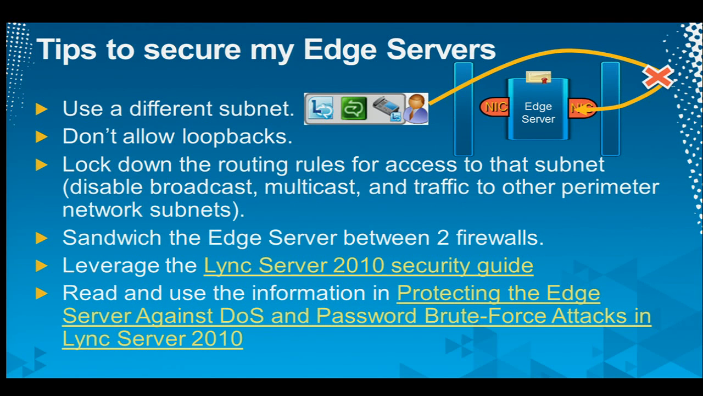You want to lock down the routing rules for access to that subnet, disable broadcast, multicast traffic to other perimeter network subnets. That helps keep things nice and tidy. Of course, you want to sandwich your Edge server between two firewalls. You've got an internal firewall and an external firewall.